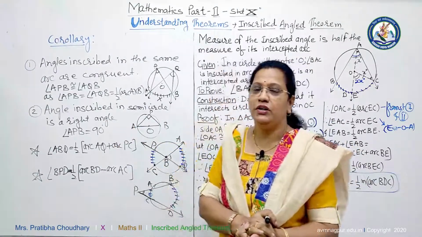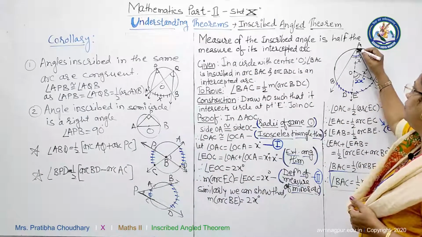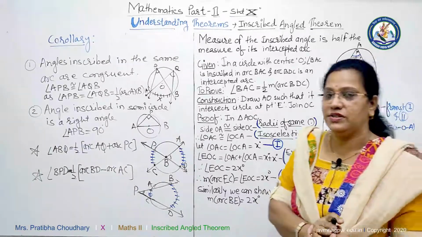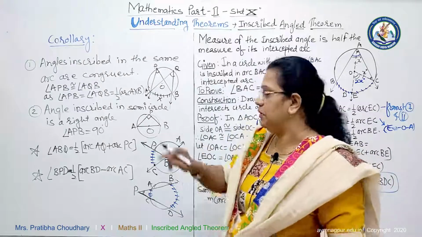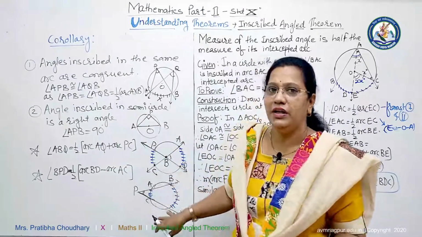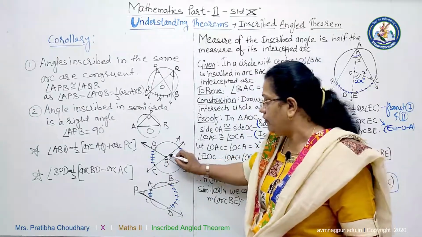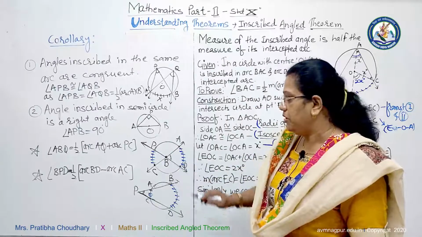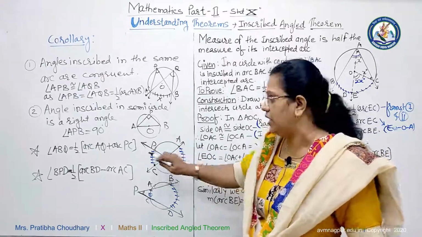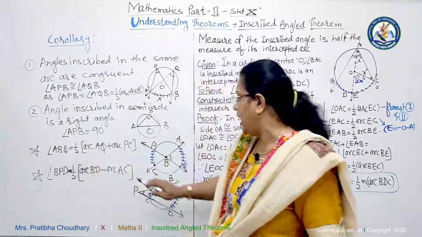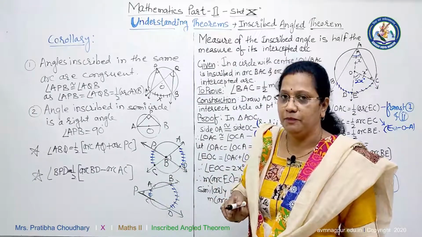Now a few important things I want to tell you. You have seen this inscribed angle here: the vertex of the angle lies on the circle itself. But if two segments intersect each other, their vertex may lie in the interior or in the exterior. If their vertex lies in the interior of the circle, what will be the measure of this angle? Measure of this angle is half of the sum of these two intercepted arcs. That is, angle ABQ is half of the measure of arc AQ plus arc PC.